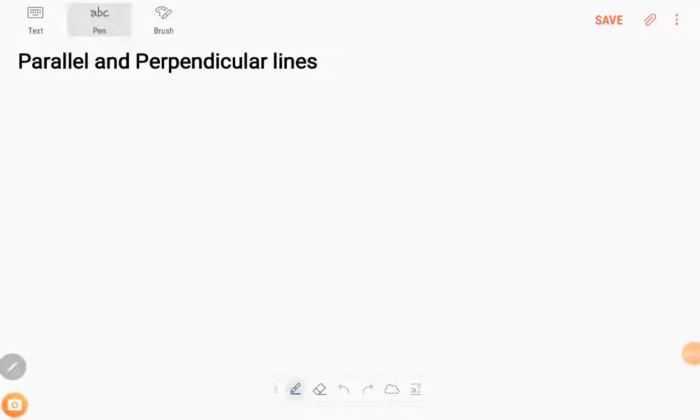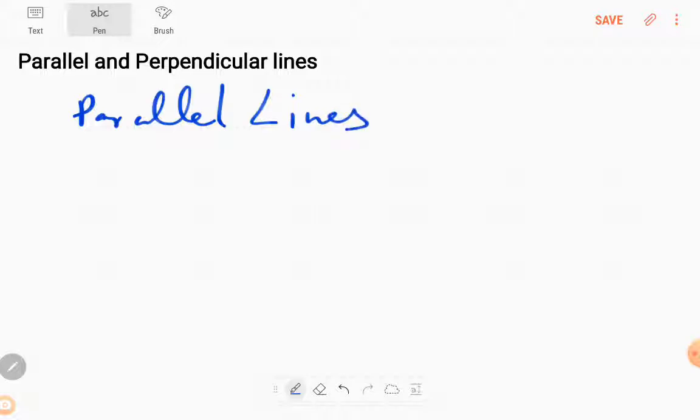In this video, we're going to be looking at parallel and perpendicular lines. So first, let's look at parallel lines. Two lines are parallel when they have the same slope.